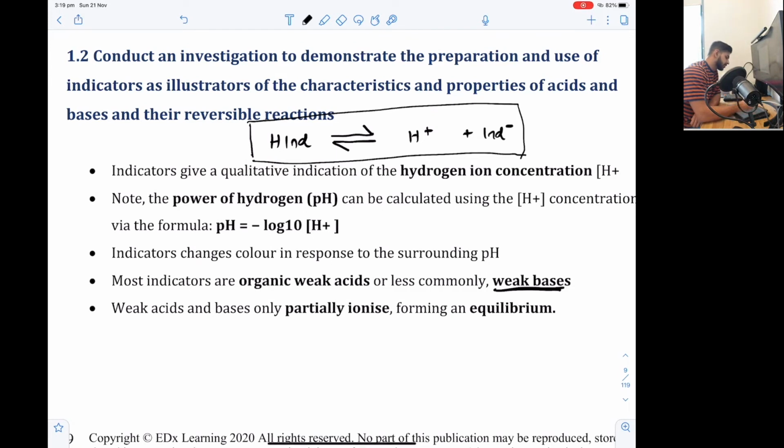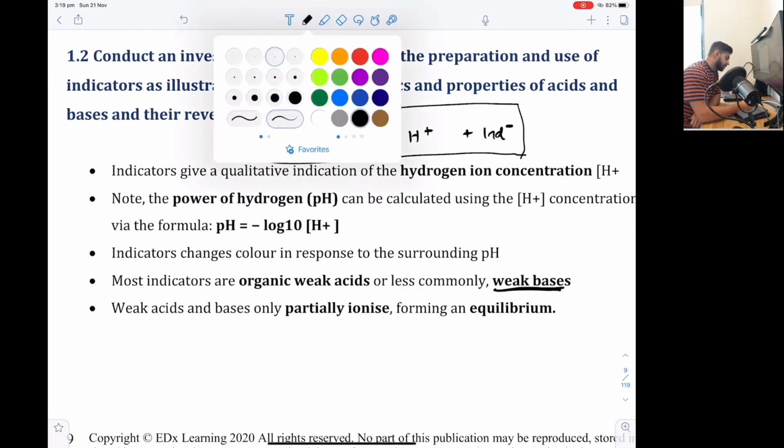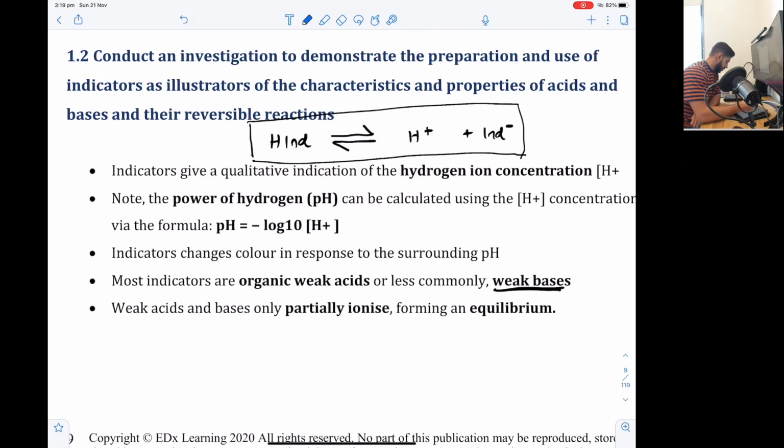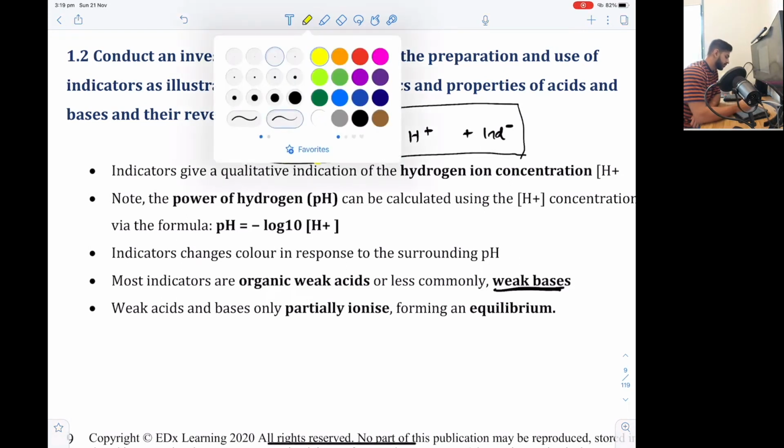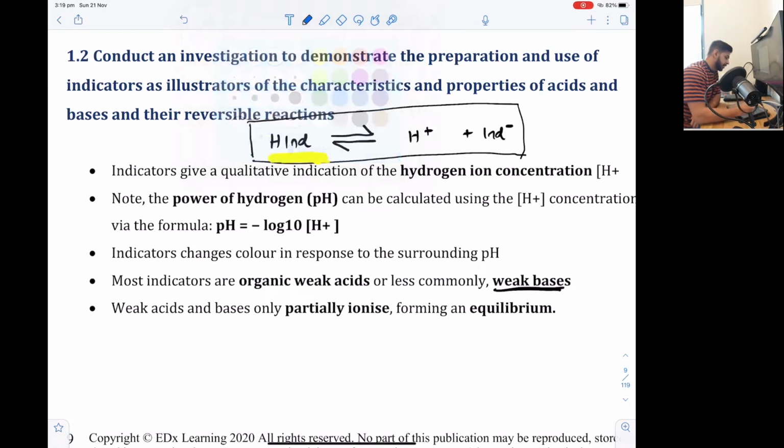So it's an indicator we're talking about. Now, let's imagine that, say this is yellow. The H-Ind ion will absorb all wavelengths and reflect yellow light into your eye. So you see it as a yellow solution. Whereas the Ind minus ion is a blue color. That's Ind minus, a blue color.